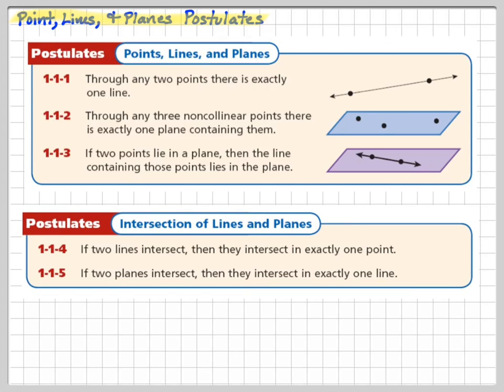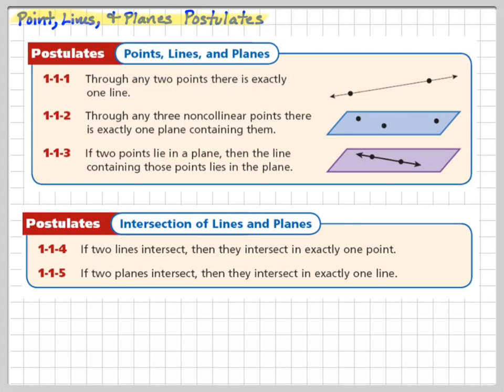Okay, points, lines, and planes. In your notes, please get down these 5 postulates. Through any 2 points, there is exactly one line. Through any 3 non-collinear points, there is exactly one plane containing them. If 2 points lie in a plane, then the line containing those points lies in the plane.